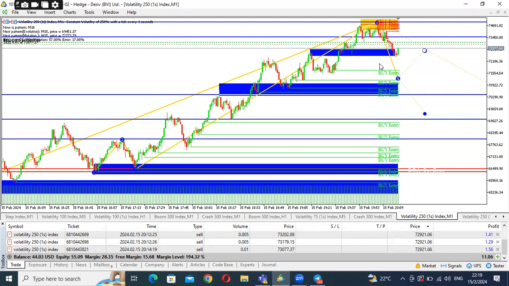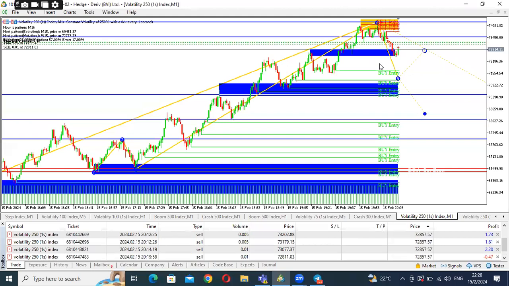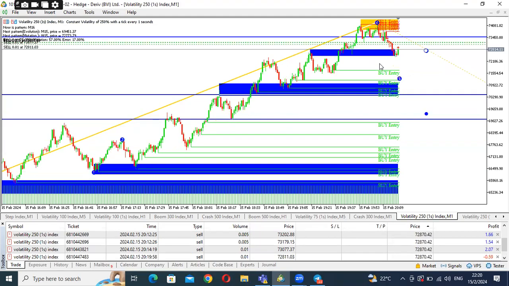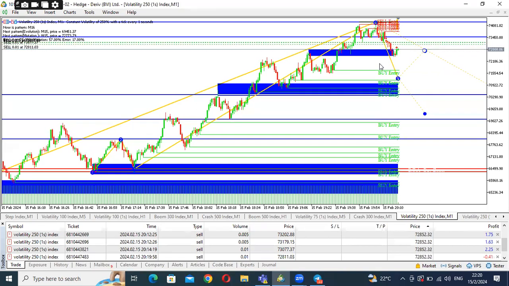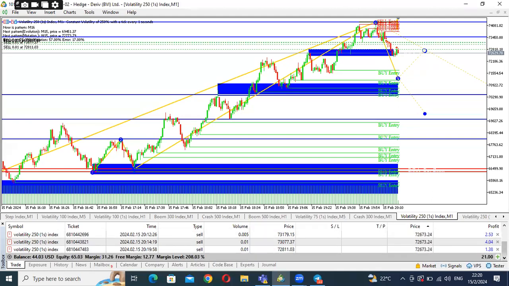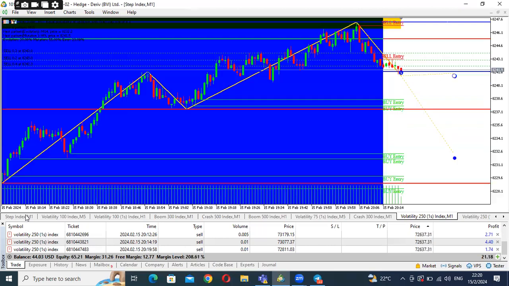So I'm thinking of just adding another one. See how it goes. Right. My TP for V250 is this one. But yeah, it's playing around with my mindset. I really need to be. Let me check on step index.